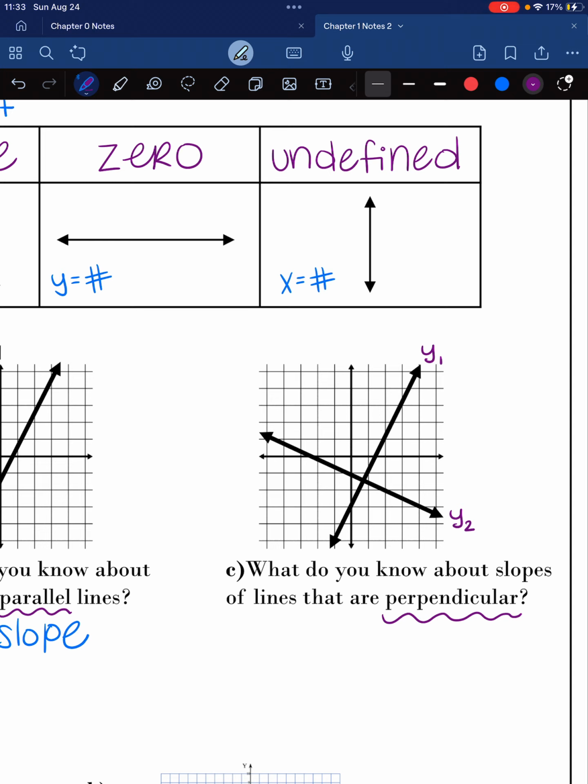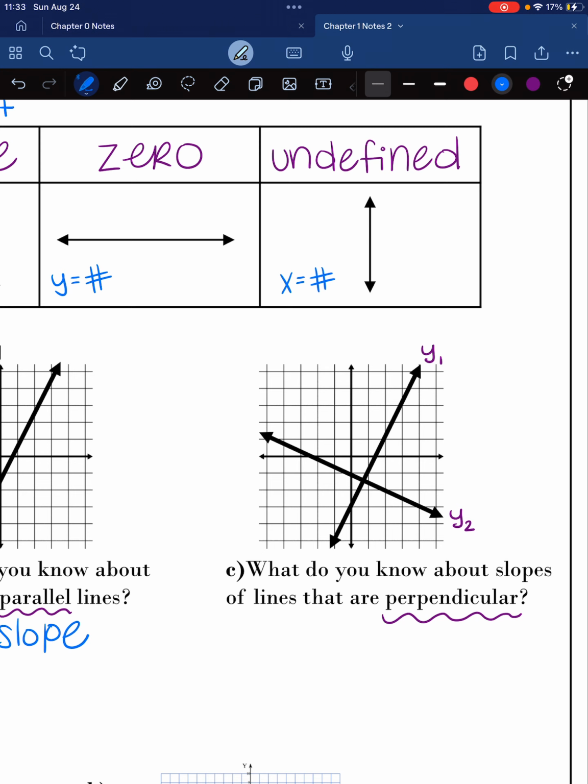And additionally, y1 looks much steeper. And I know it's positive, but it still looks a whole lot steeper than y2 does. y2 doesn't look like it's going down as much as y1 is going up.